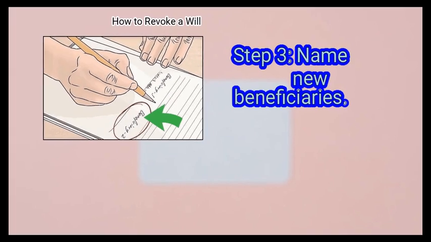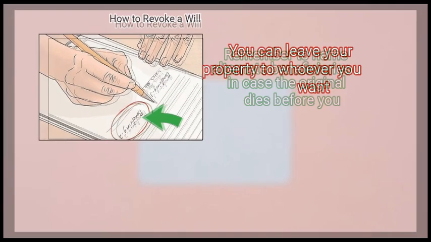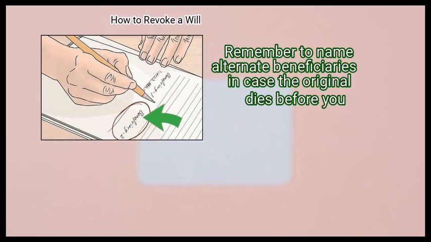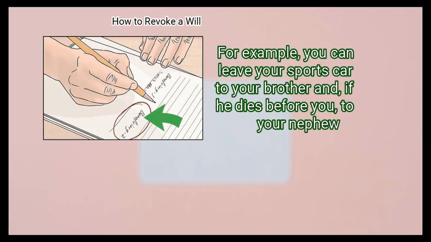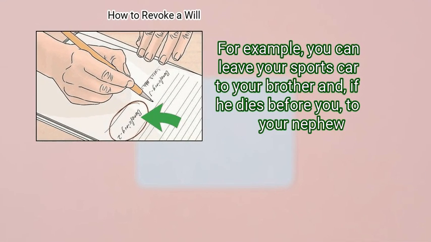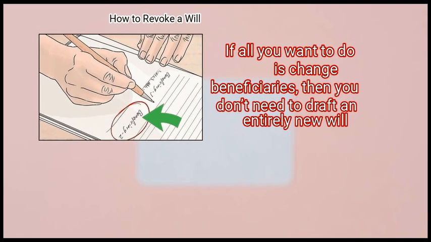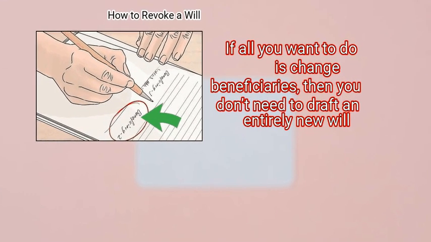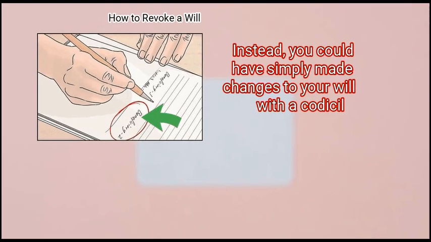Step 3. Name new beneficiaries. You can leave your property to whoever you want. Remember to name alternate beneficiaries in case the original dies before you. For example, you can leave your sports car to your brother and, if he dies before you, to your nephew. If all you want to do is change beneficiaries, then you don't need to draft an entirely new will. Instead, you could simply make changes to your will with a codicil.